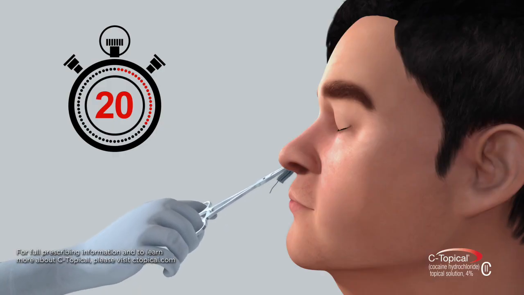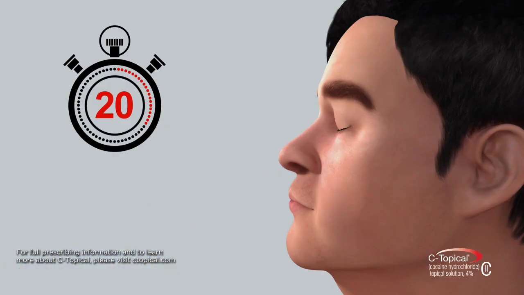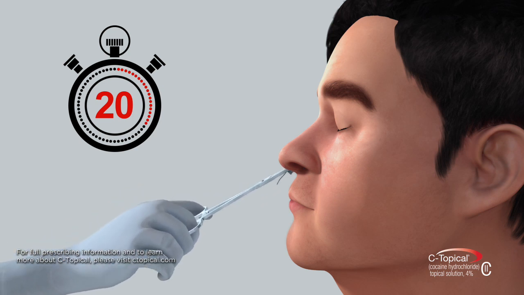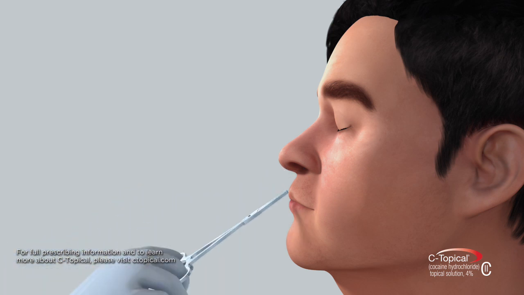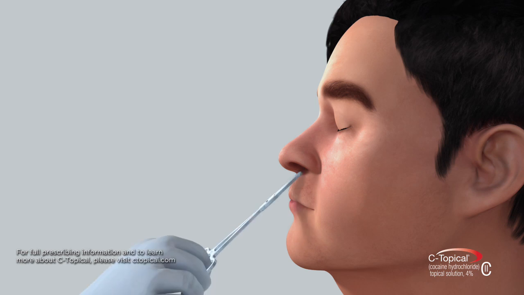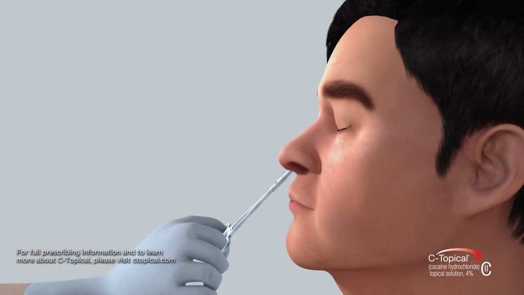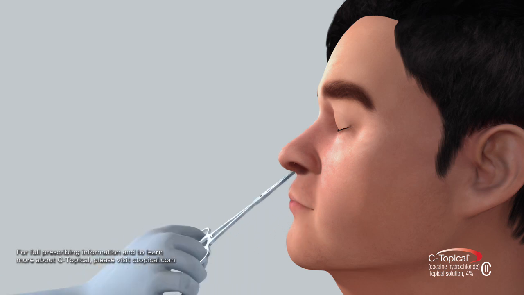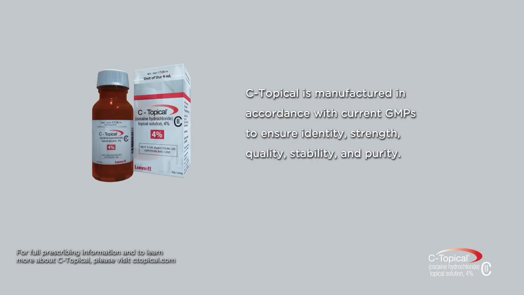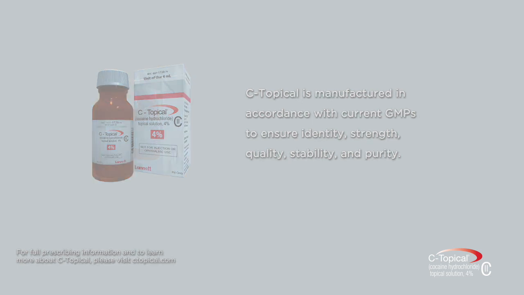A 20-minute pledget application time period is recommended. The onset of anesthetic action begins within 10 minutes and may last up to 1 hour. C-Topical is manufactured in accordance with current GMPs to ensure identity, strength, quality, stability, and purity. For full prescribing information and to learn more about C-Topical, please visit ctopical.com.